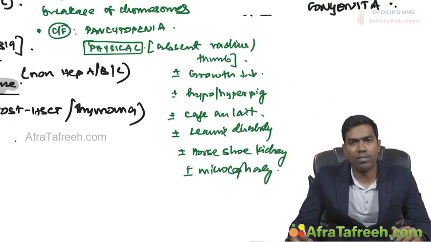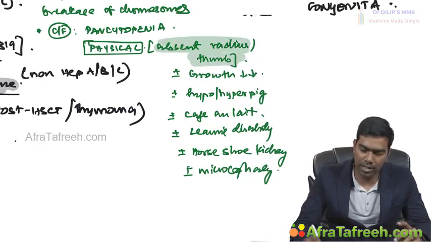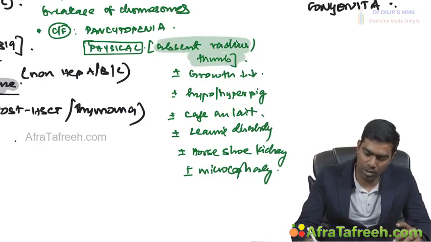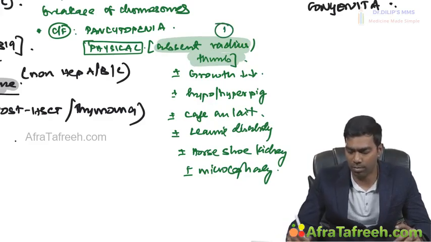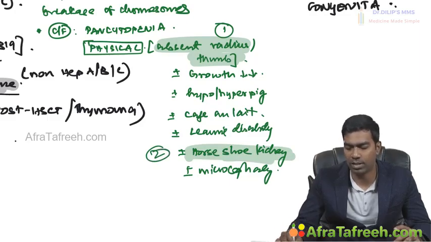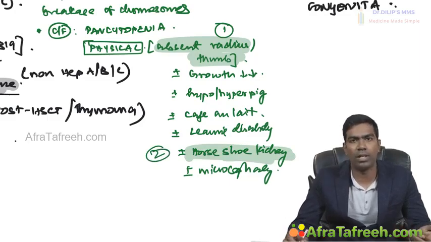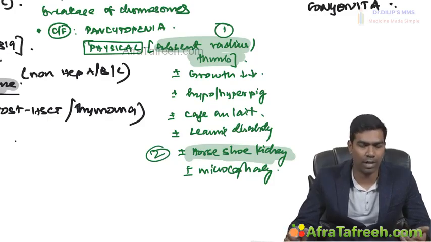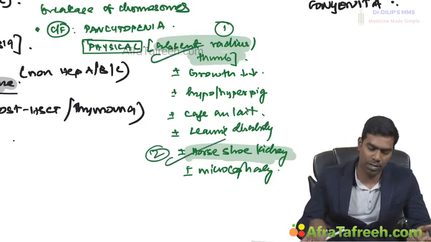If you ask me what among all these things is very important, this absent radius and thumb is the topmost important thing. That is the most important that you have to know. And second, probably the horseshoe kidney might be the second most important. Apart from that, other things you may or may not know, but that doesn't really matter a lot in Fanconi anemia. These two physical abnormalities are very important.